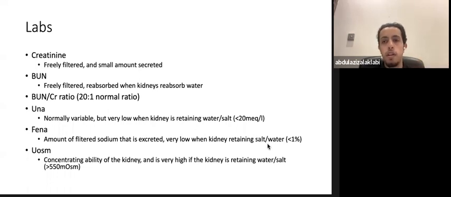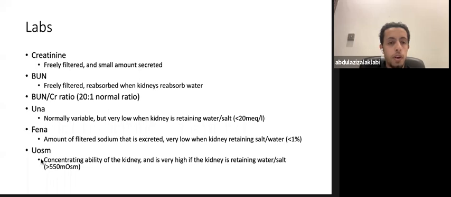Now why is this? Let's say, for example, I'm just giving a value, 100 sodium filtered from the GFR, and the kidney is really retaining water and sodium, so it reabsorbed 99 of that. You only have 1% left. So the more the kidney is retaining water and sodium, the lower the FeNA will be, and it will be less than 1%. Okay.